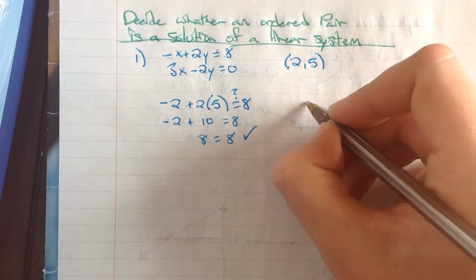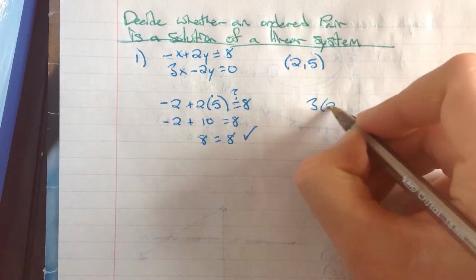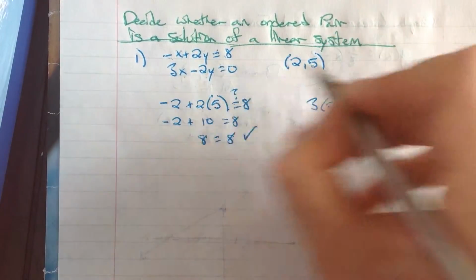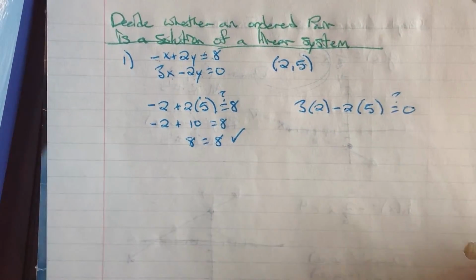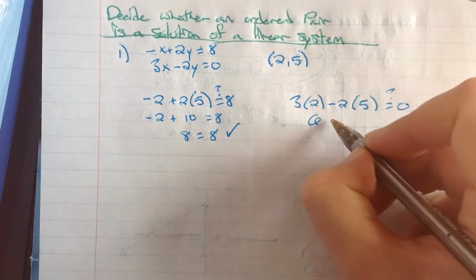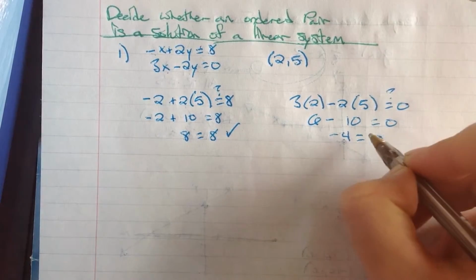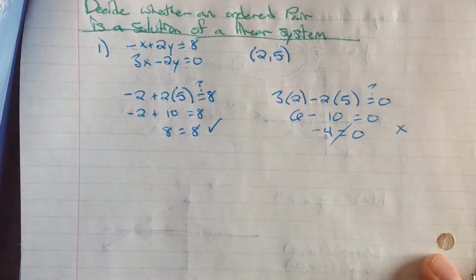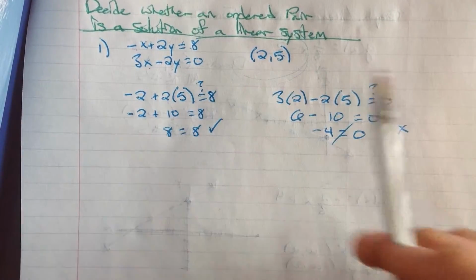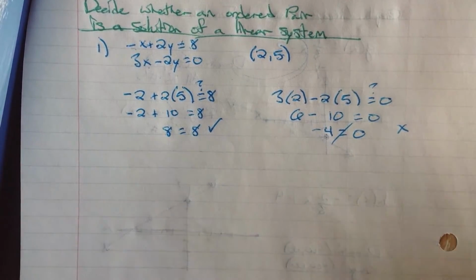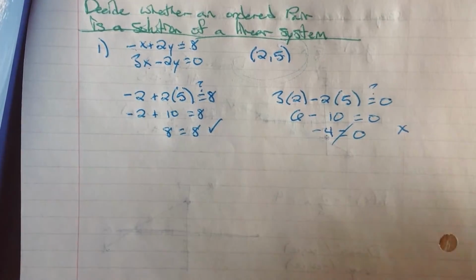It has to work out in both, so we're going to plug it into the second equation. 3 times x, which is 2, minus 2 times y, which is 5. Does that equal 0? Well, 6 minus 10, does that equal 0? Negative 4 does not equal 0. So this does not work out for both equations. What this means is this point is not a solution, it's not an ordered pair that solves this linear system.